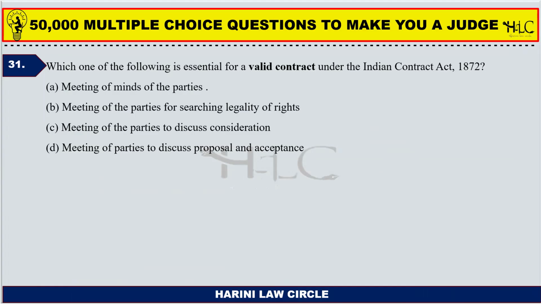Moving ahead, 31. Which one of the following is essential for a valid contract under the Indian Contract Act of 1872? Very important question. Meeting of minds of the parties, meeting of the parties for searching legality of rights, meeting of the parties to discuss consideration, meeting of the parties to discuss proposal and acceptance. So your correct answer is meeting of minds of the parties.